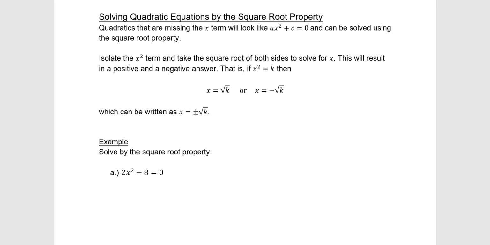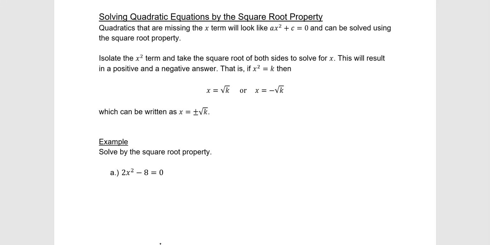So what we're going to do is isolate the x² term, meaning we're going to solve for the x² term, get it on one side of the equation by itself, and then we're going to take the square root of both sides, and then we're going to solve it for x. So when we take the square root of both sides in an equation, it's always going to result in a positive and a negative answer. So that means if we have something like x² = k, then that's going to give us x = √k and x = −√k. And the way that we can write this is plus or minus, so x = ±√k.